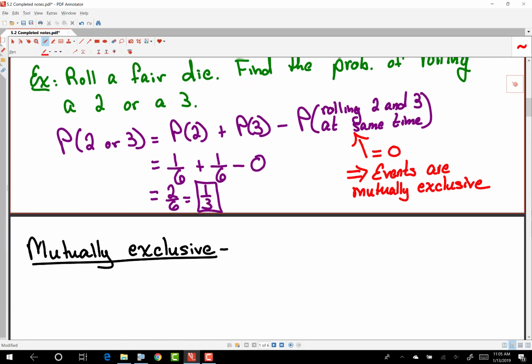So let's go ahead and define that. Mutually exclusive means that it is impossible for two events to occur at the same time.